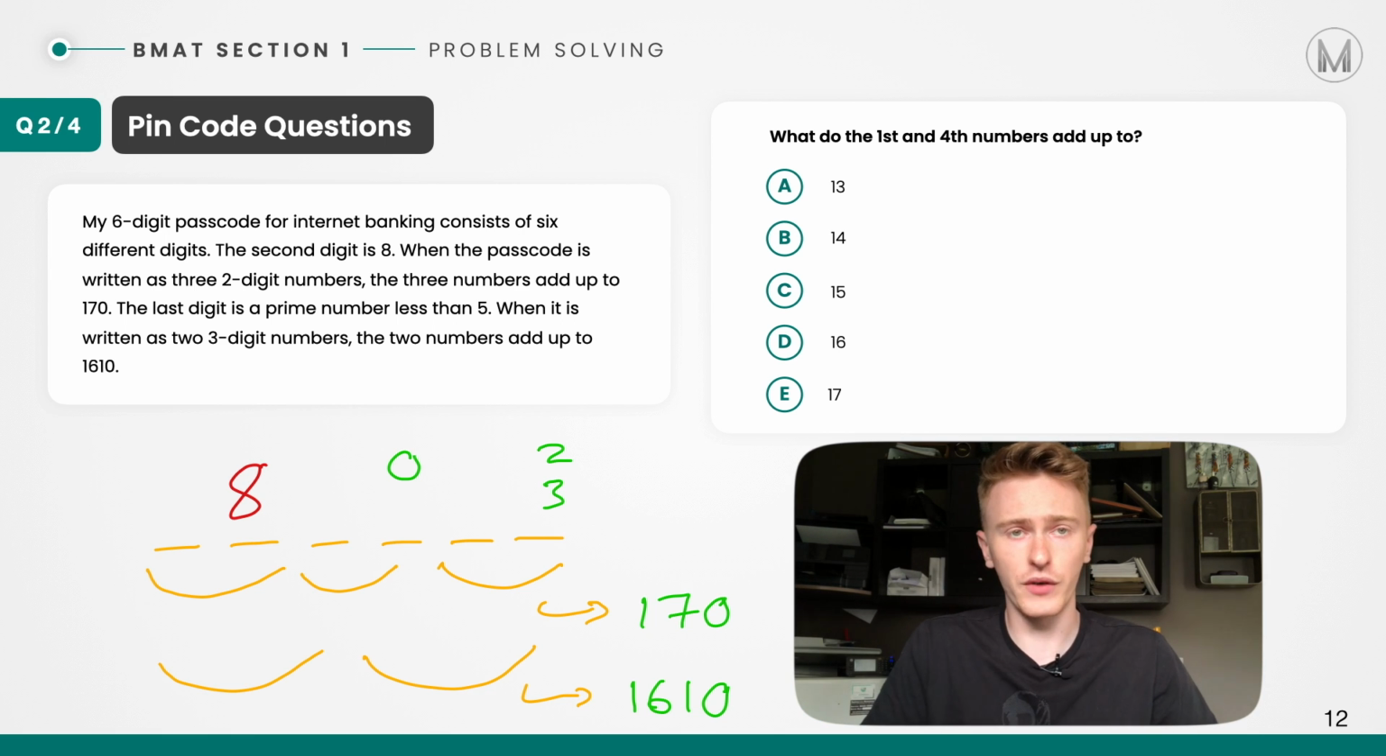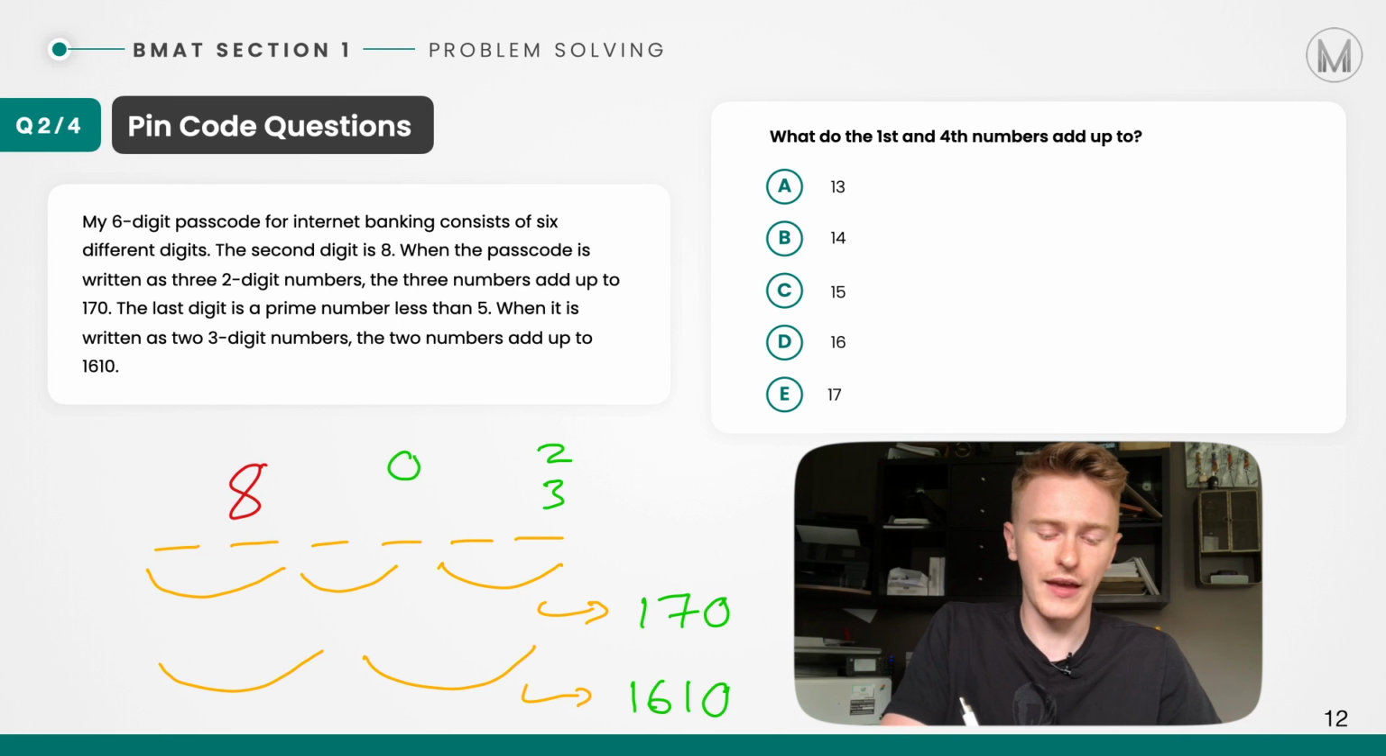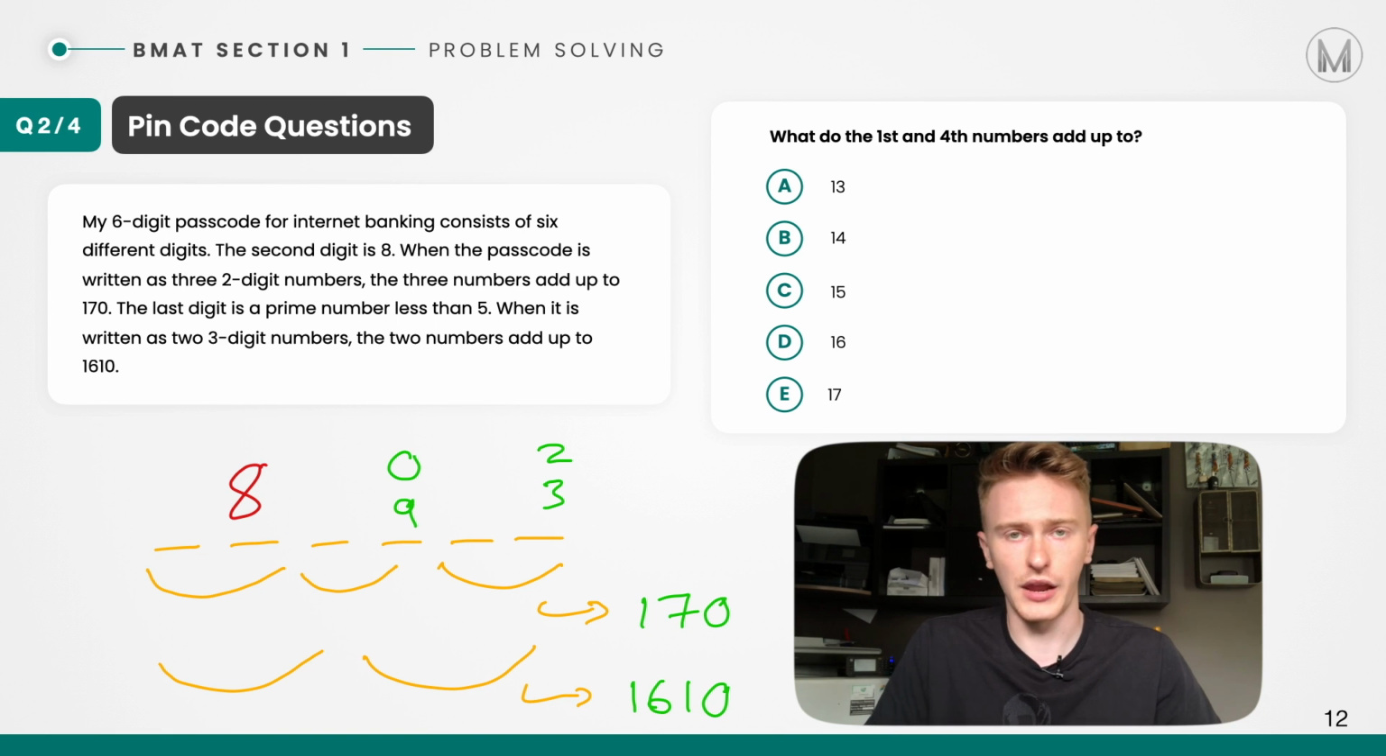Let's think through it with 3. If we had 8 plus 3, that's 11. To make it up to a nice round multiple of 10, we have to have 9 in that fourth position. So let's write that there. The 9 pairs with the 3. At this stage, we've kind of exhausted what we needed from that 170.